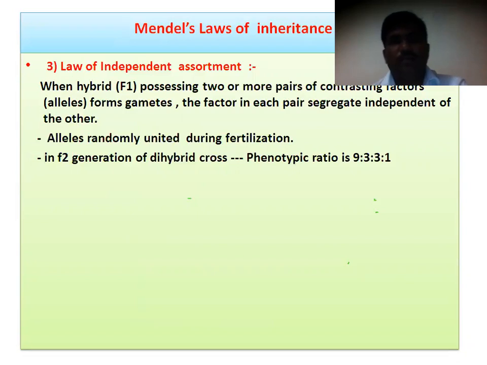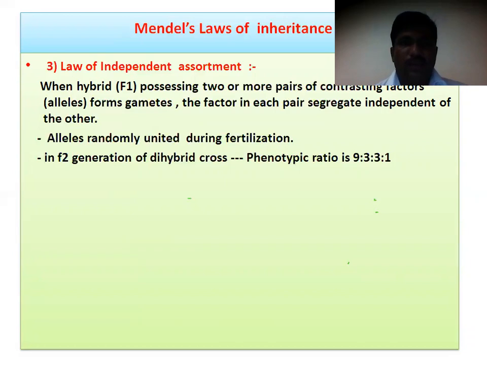The next is Mendel's third law, the law of independent assortment. This law states that when a hybrid F1 possessing two or more pairs of contrasting factors or alleles forms gametes, the factors in each pair segregate independently of each other. So these factors or alleles segregate independently of each other. Therefore, it is known as the law of independent assortment.